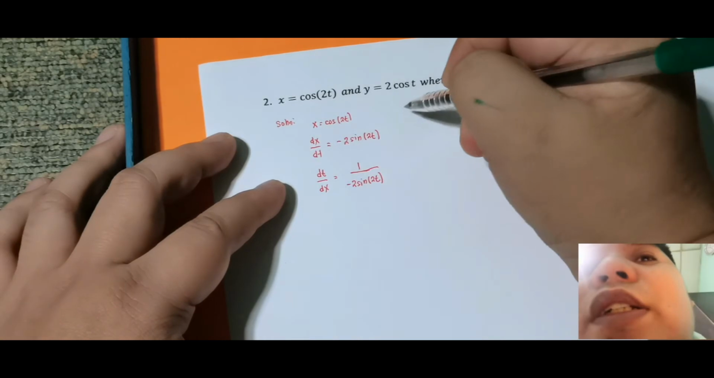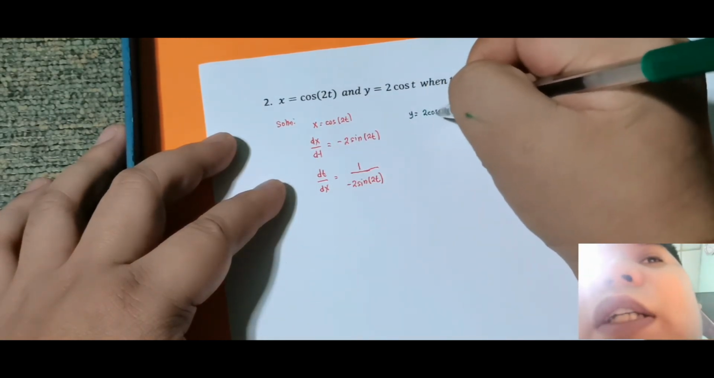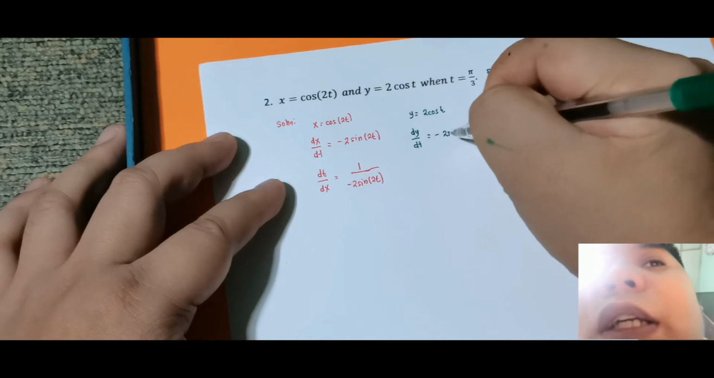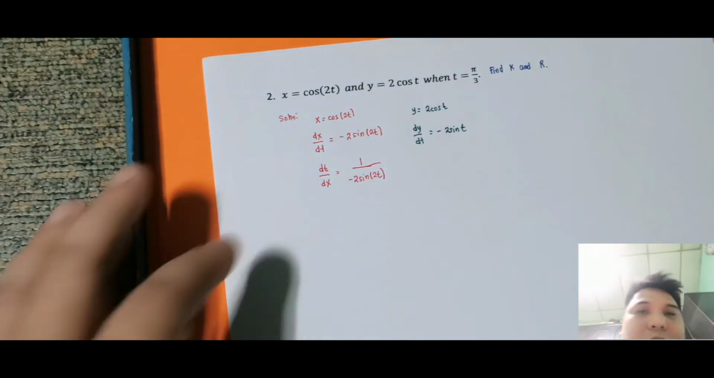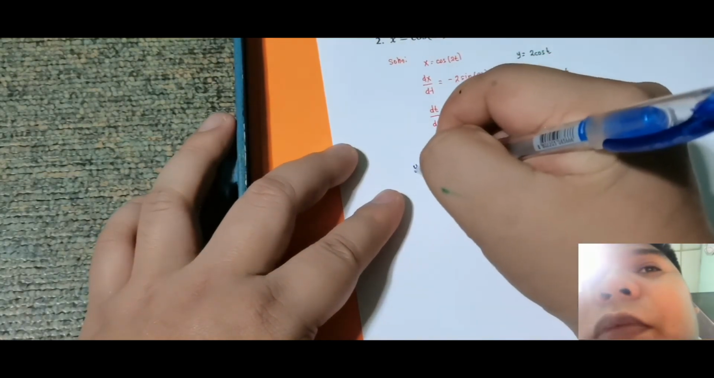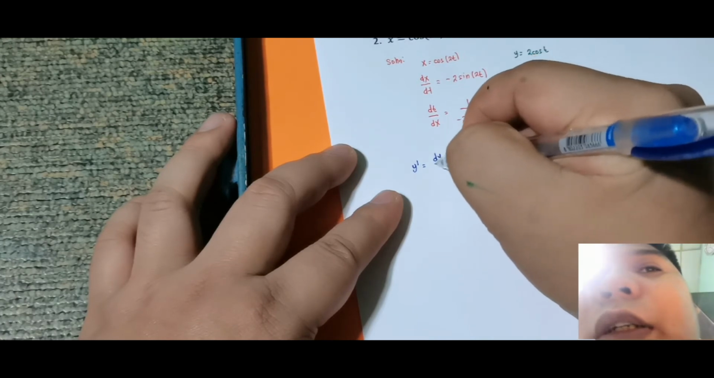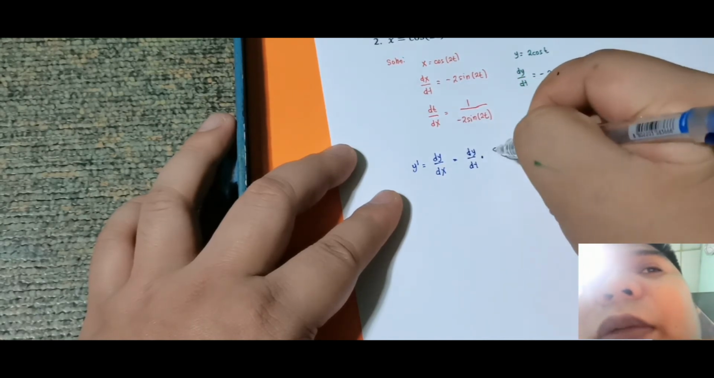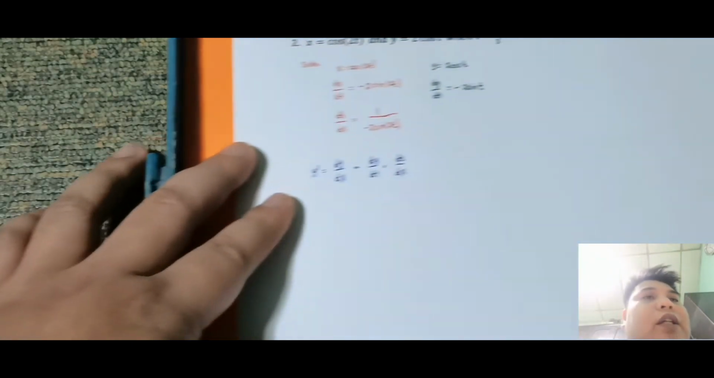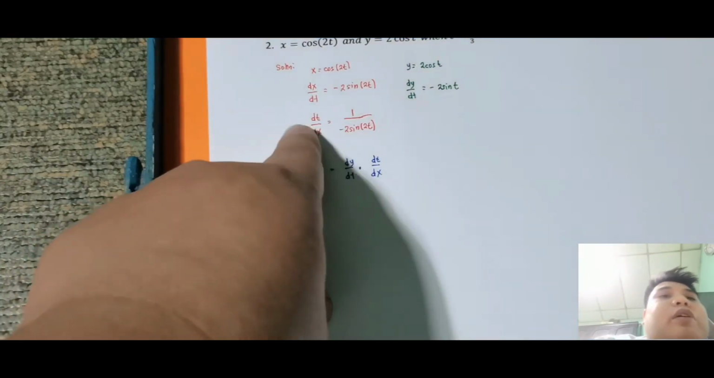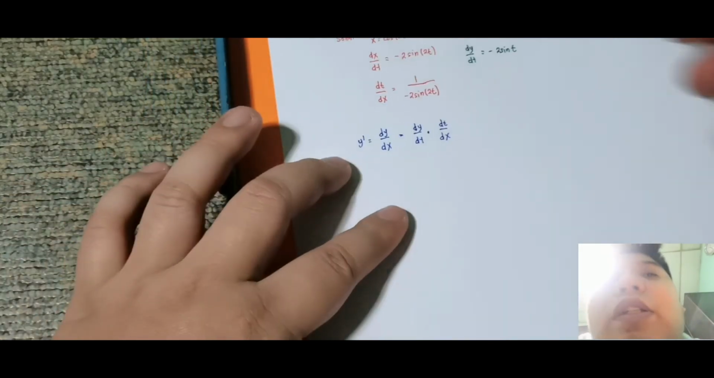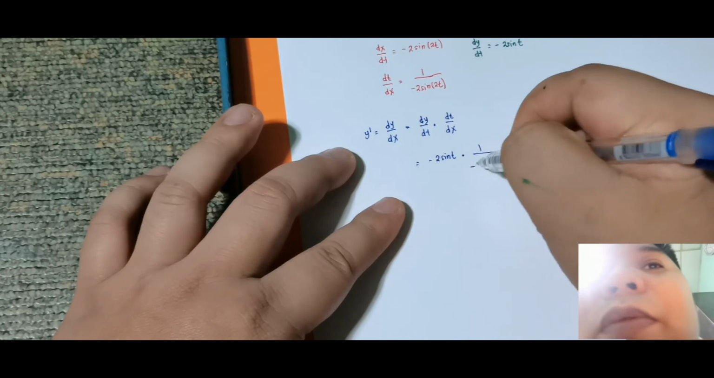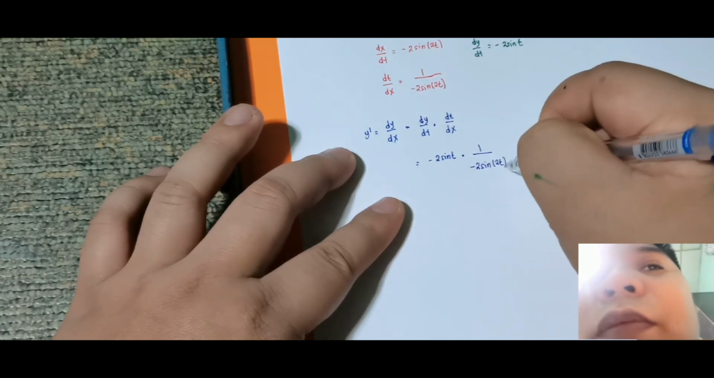So, ma-explain ko. Next is y is equal to 2 cosine t. So, this is dy over dt is just equal sa negative 2 sine t. Okay, so note para makuha si y prime, we all know that y prime is equal sa dy over dx, wherein dy over dx is just dy over dt multiplied by dt over dx. Okay, meaning, kaya ko kinuha tong reciprocal niya para kunin yan. Okay, so this is just equal sa negative 2 sine t multiplied by negative 2 sine 2t.